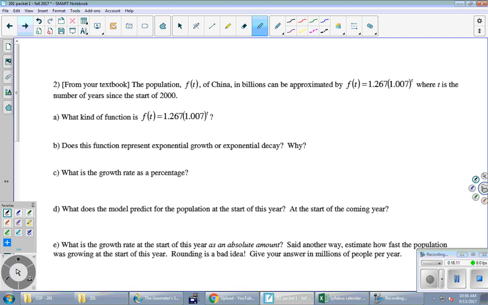So first of all, what kind of function is that? Linear, quadratic, exponential is good, because we see a number raised to a variable power, so that's exponential. Next question, is it exponential growth or exponential decay? Growth, what do you see in these numbers that tells you growth? Higher than 1. That 1.007 is bigger than 1, therefore growth, because 1.007 is greater than 1.